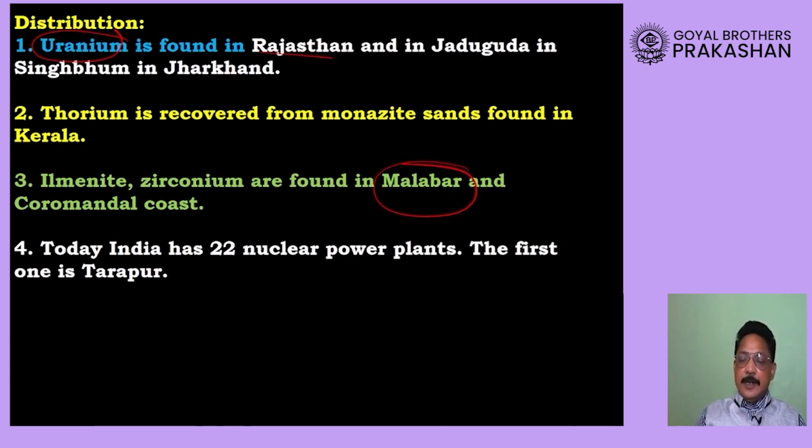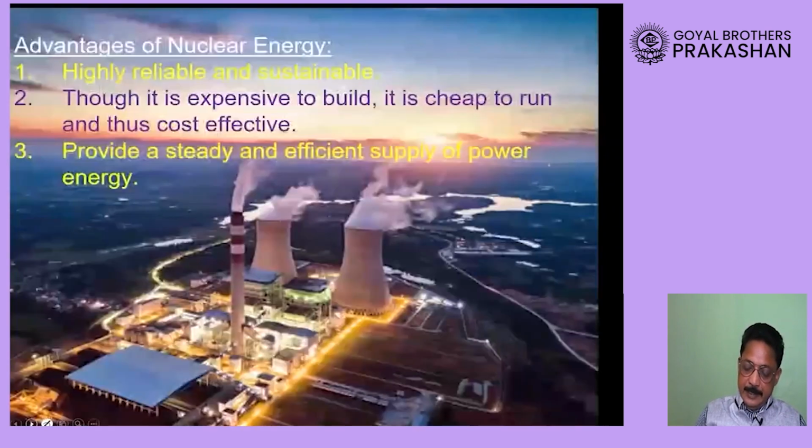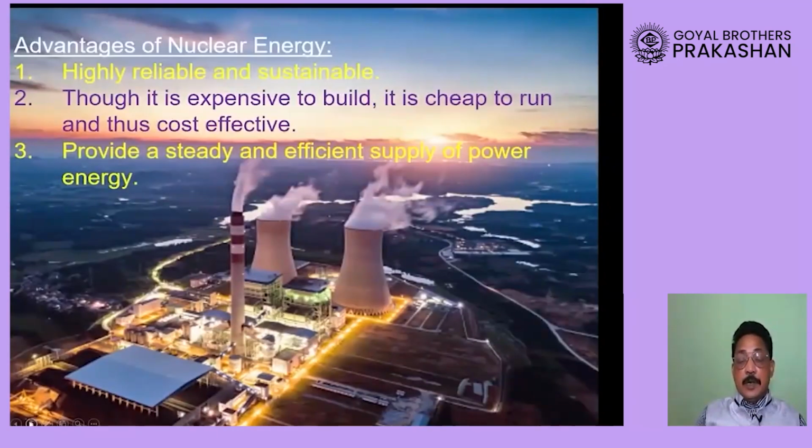And our country right now has 22 nuclear power plants. That means the places where nuclear energy is produced. Now, what are the advantages? The first one, dear student, is that it is highly reliable and sustainable. That means except for the byproducts, which are dangerous, this energy is sustainable. Even though it is very expensive to build, in the long run it is utilized to produce a large amount of electricity at a cheap rate.